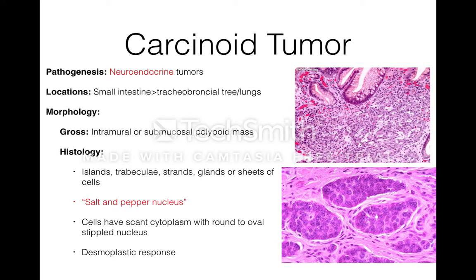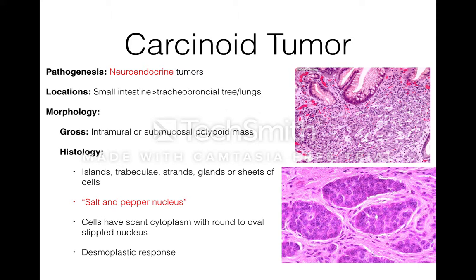So carcinoid tumors are neuroendocrine tumors arising from either neuroendocrine organs like the pancreas or neuroendocrine differentiated GI epithelia like the G cells of the stomach. They occur in the stomach but are more common in the small intestine. They also commonly occur in the tracheobronchial tree and lungs.